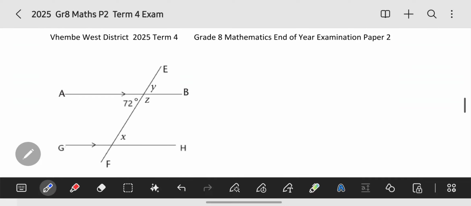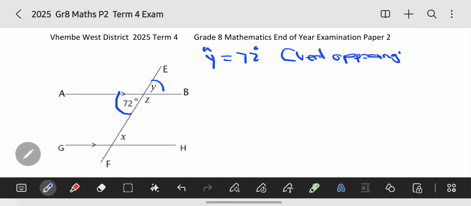Okay, let's start. If you check, y is vertically opposite to 72. So we start there and say y is equal to 72 degrees. What is the reason? Vertically opposite angles are equal. Angles, not sides. And now we know that y is 72.